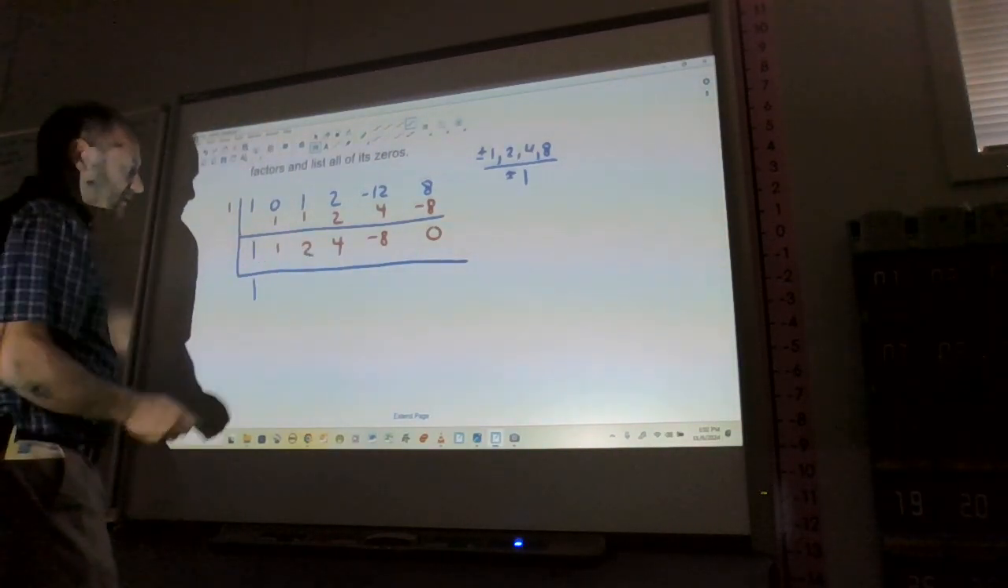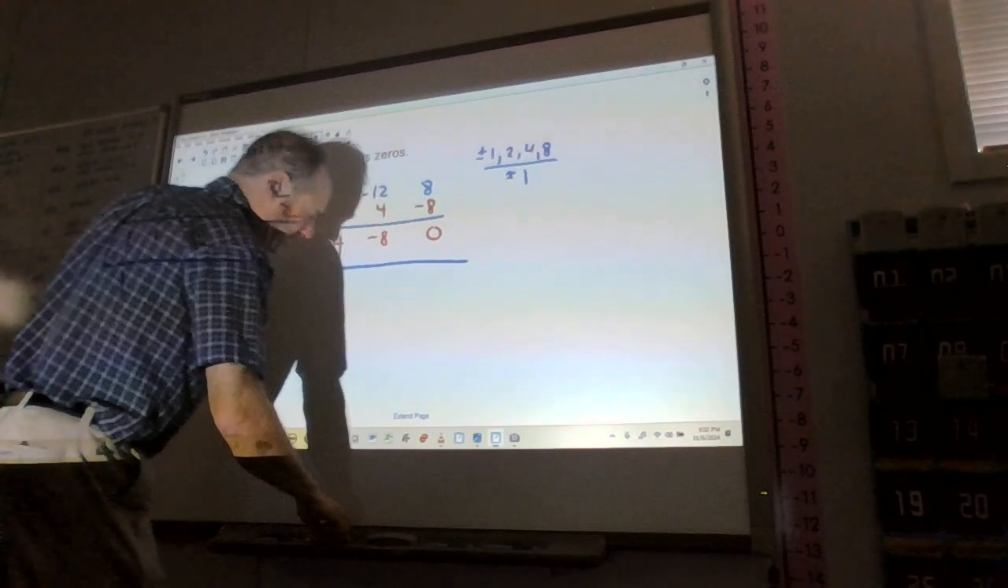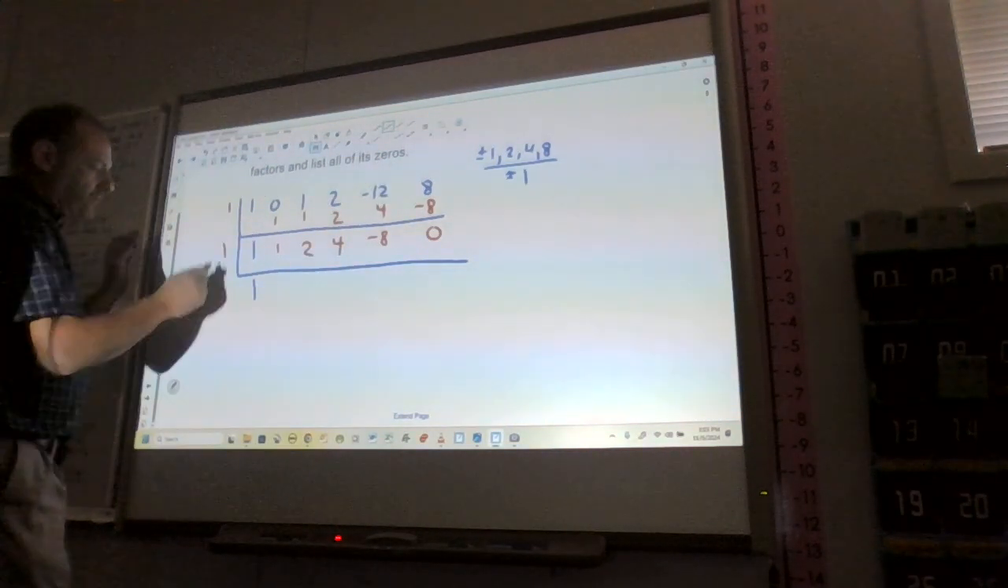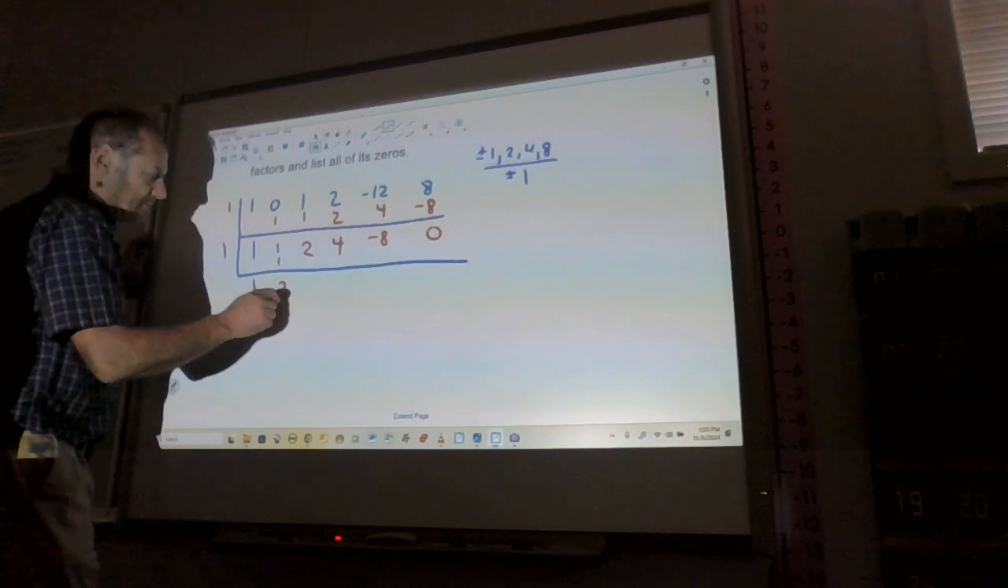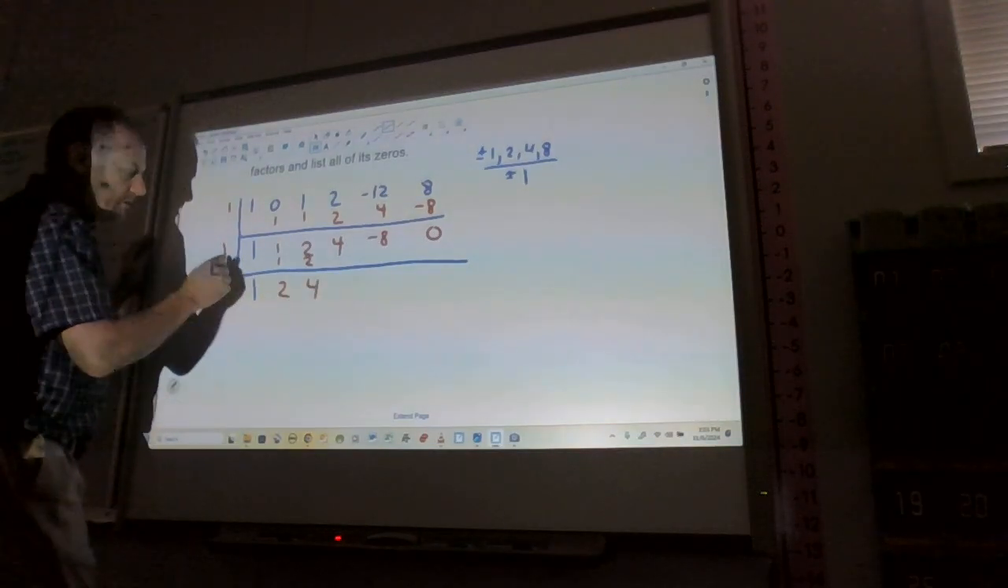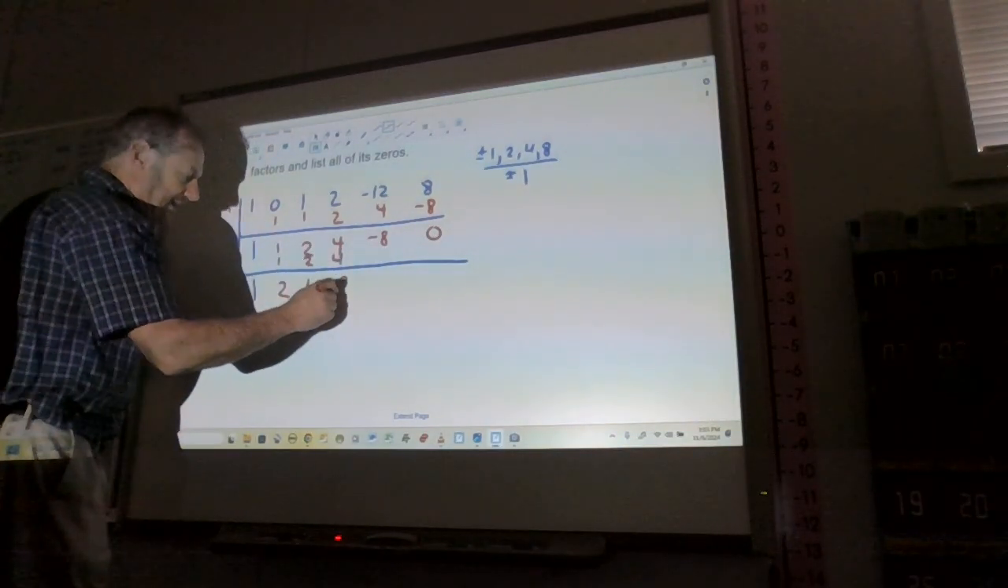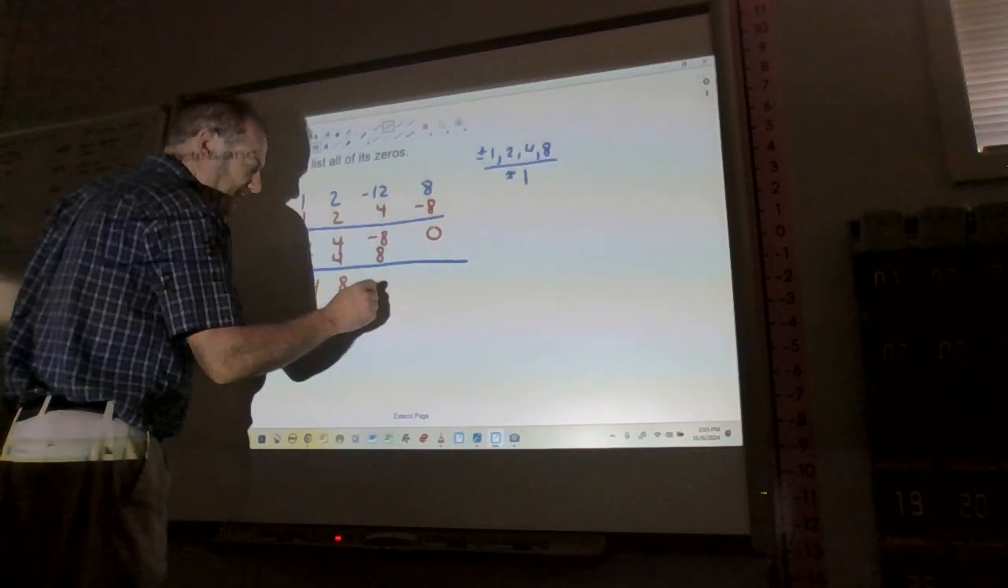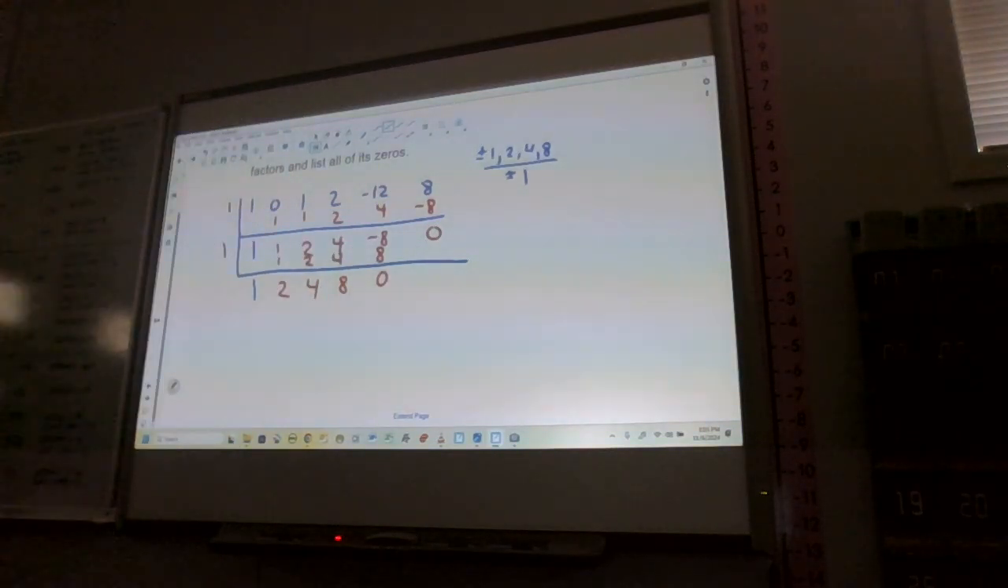You know, I might be able to get another 1 out of this one, it looks like. After a while, you kind of get good at figuring out what's coming out of these things. So let's try 1 again. 1 times 1 is 1, that's 2. 1 times 2 is 2, that's 4. 1 times 4 is 4, that's 8. 1 times 8 is 8, that's 0. Okay. So 1 came out of there twice.